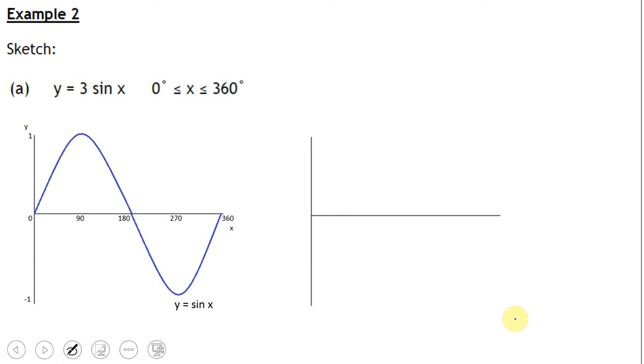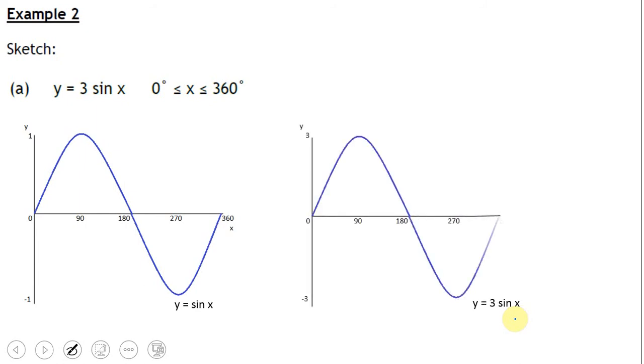Now if we want to sketch the curve of y equals 3 sine of x, well the 3 in front of it, that's where the a was. So now the curve will go between -3 and 3. But it'll still cross the x-axis in basically the same places. So as far as the sketch goes, it looks pretty much the same, but you've changed those values on the y-axis to be -3 and 3.